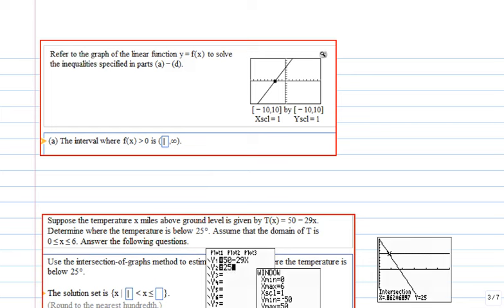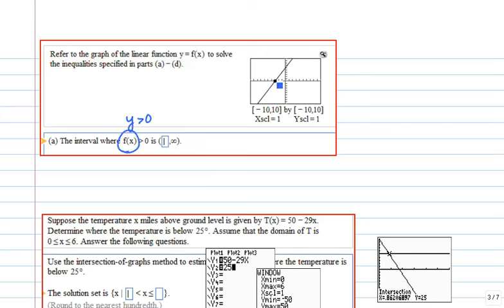Okay, now we want to refer to the graph of this linear function to solve the inequality specified in these parts. So remember that to solve a linear inequality, we're looking for the values of x that satisfy the corresponding inequality portion. It says to find the interval where f of x is greater than 0. F of x is greater than 0 means where y is greater than 0.